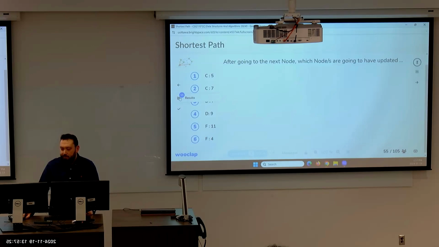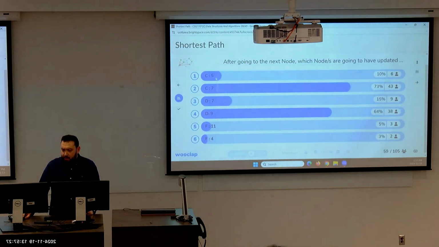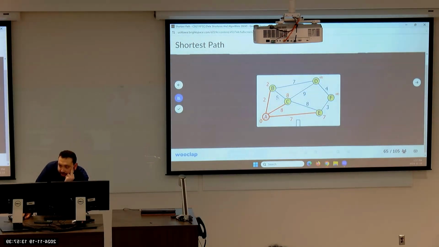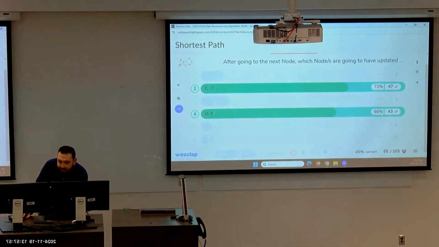Only 50 people answered. You go for the small. You have C 7, D 7, D 9, and F, of course not. So let's take a look. I'm here. 5 plus 2 is what? 7. So that's why we're always going to use 7, not 5. It's the weight of the node plus the weight of the edge. So C is going to be updated. D is going to be what? 7 plus 2, not 7. In this case, it's going to be 7 and 9.